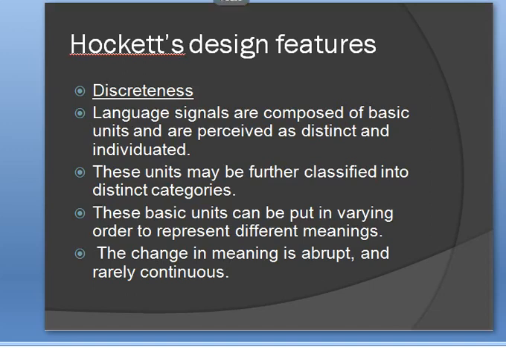Next design feature is discreteness. Discreteness, right? What it means, that language signals are composed of basic units and are perceived as distinct and individuated. These units may be further classified into distinct categories. These basic units can be put in varying orders to represent different meanings. Let me make it simple for you, right? Discreteness is another design feature of human language.